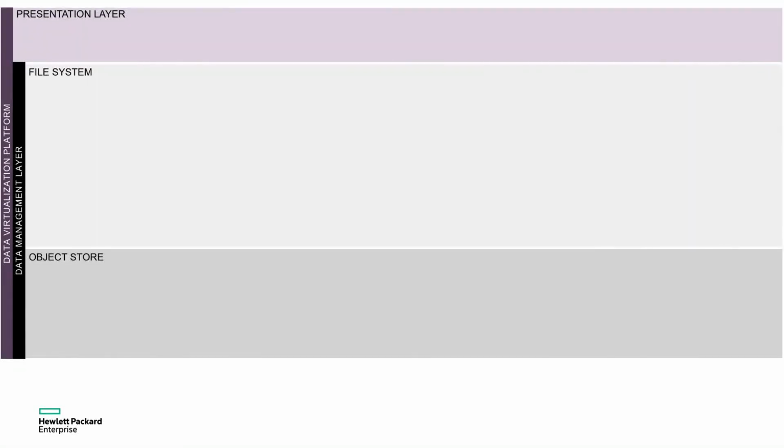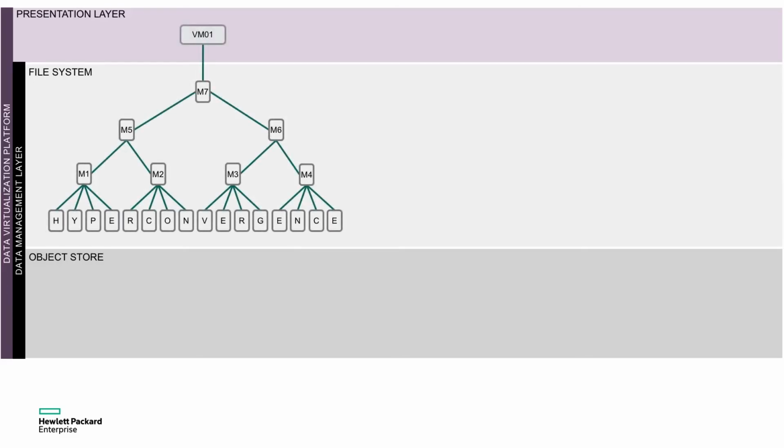As we saw before, the data virtualization platform is comprised of two main layers, the presentation layer and the data management layer. Within the data management layer are the file system, whose primary purpose is tracking relationships between data and metadata, and the object store that actually stores both the metadata and data. Both are architected and designed by HPE from the ground up and part of our intellectual property. A single VM is constructed of several elements across these layers.